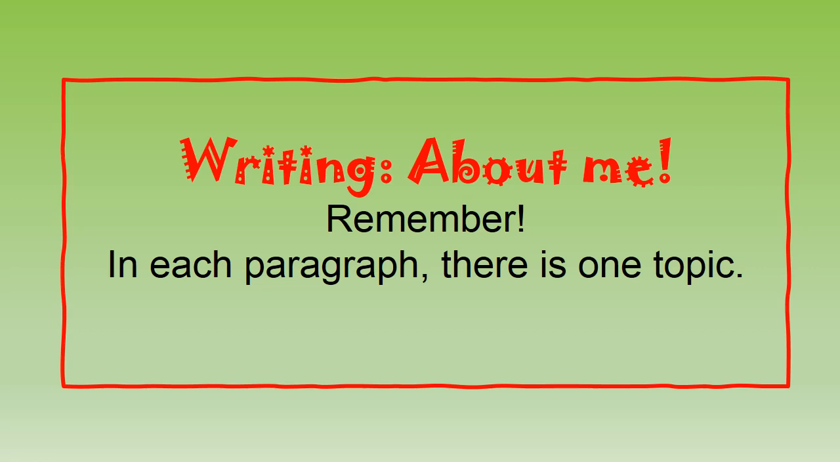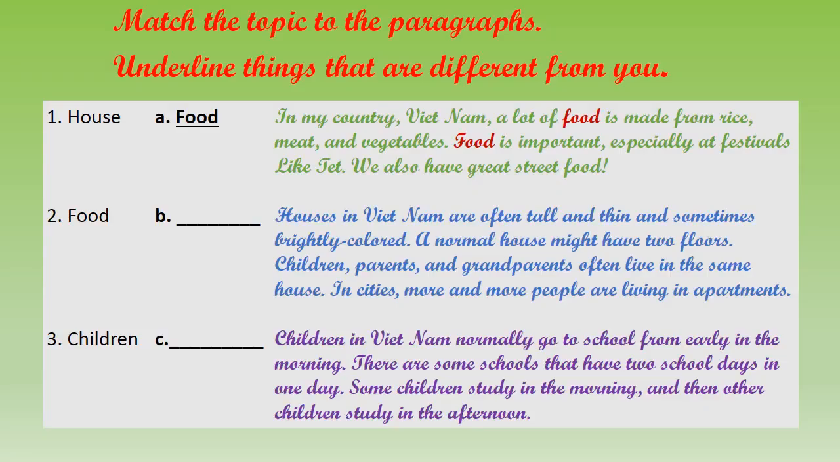Write things about me. Remember, in each paragraph there is one topic. What will we do? In this exercise, you will match the topic to the paragraphs and underline things that are different from you. Now answer my questions. How many paragraphs are there? Yes, there are 3. So we have 3 topics. Number 1, the topic is house. Number 2 is food. Number 3, the topic is children.